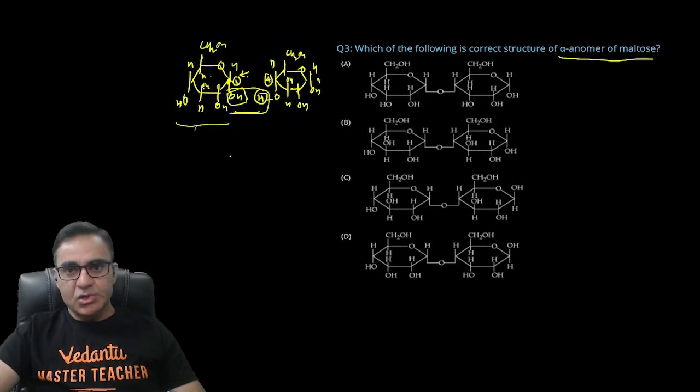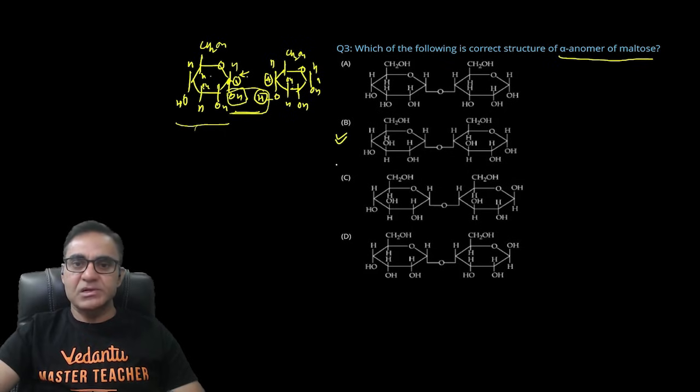तो looking at the options A, B, C, D, we will find the same option, और correct option B has the correct structure. All right. So alpha anomer of maltose has the structure mentioned in option B. Therefore, option B is going to be the correct option. Okay.